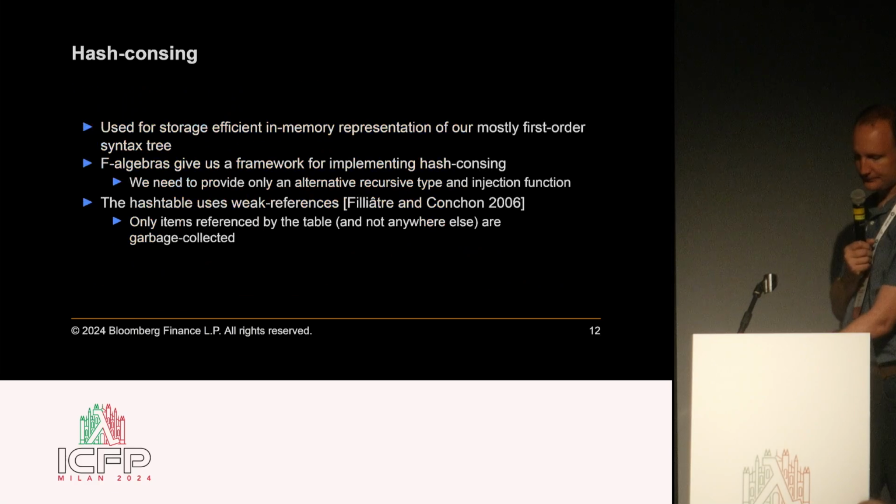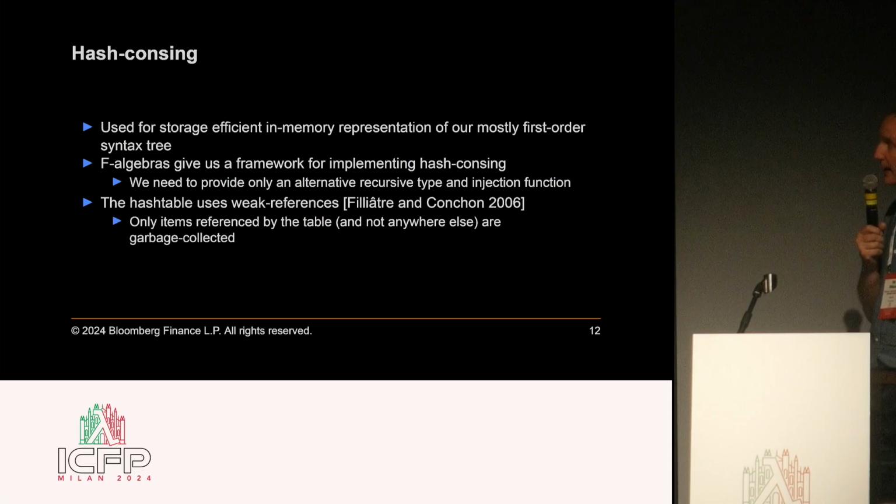So here's an example of an optimization that we did: hash consing. Some of the contracts that our DSL generates have quite a large in-memory representation because it's a mostly first-order representation. And the F-algebras actually give us a nice framework for implementing hash consing. We need to provide only an alternative recursive type and an injection function to do this.